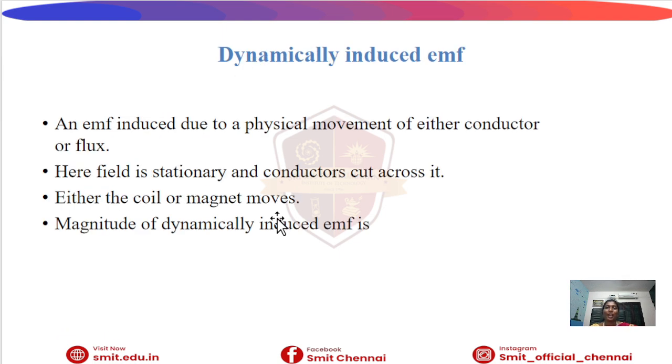Next, what is dynamically induced EMF? In dynamically induced EMF, the magnetic field is stationary, and the conductor or coil moves. The EMF is produced because the conductor cuts the magnetic flux. This is the best example for a DC generator and an AC generator. Either the conductor moves or the magnetic field moves; the relative motion is compulsory.